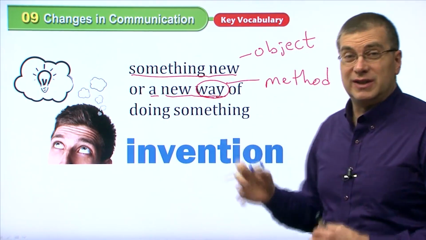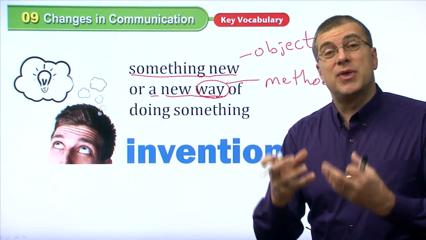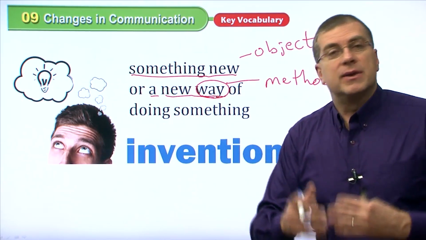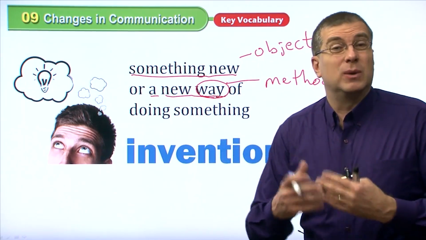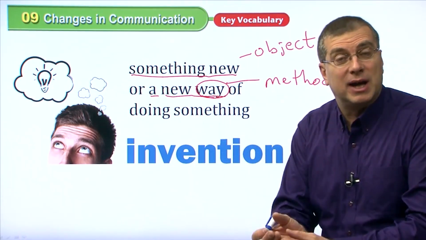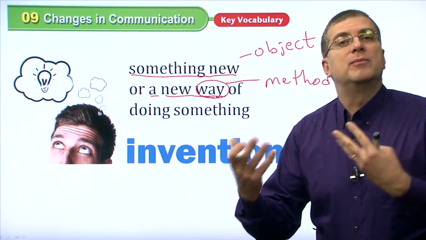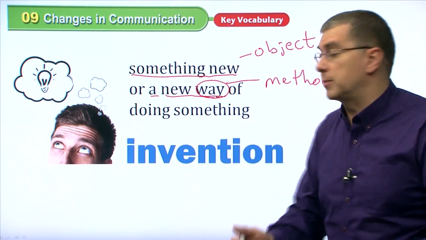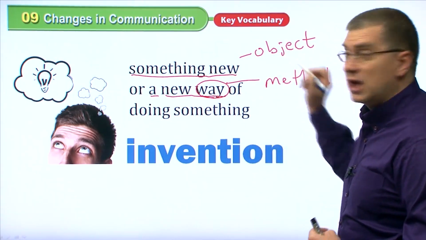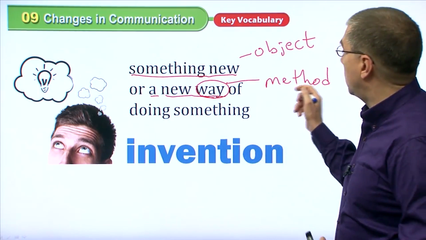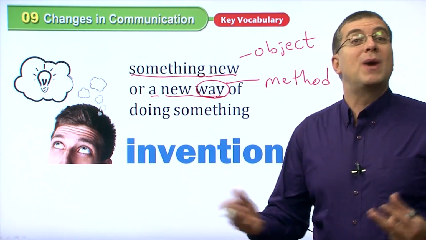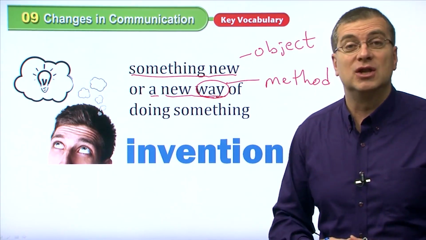So inventions can be physical objects, things we touch or use, but they can also be things we don't touch, just things that we do, right? It's not something we can look at, it's not something we can pick up, it's just a way of behaving or a way of doing something, a method. So inventions are really two types, object, a physical thing, or a method, a way of doing something. And if you think of a new way of doing something, that's an invention too.